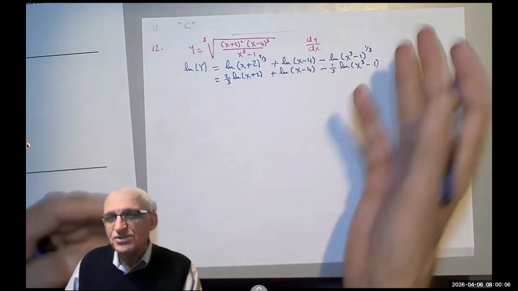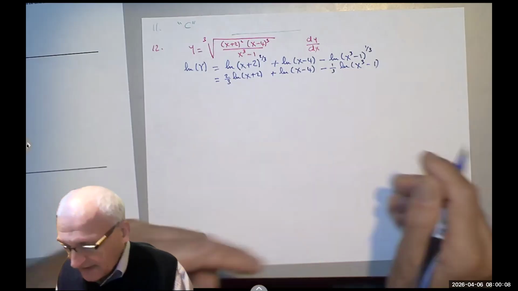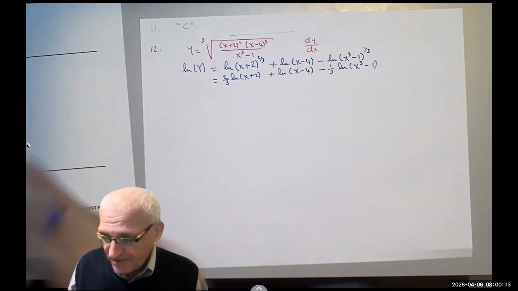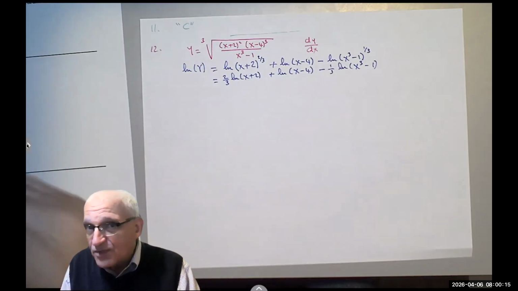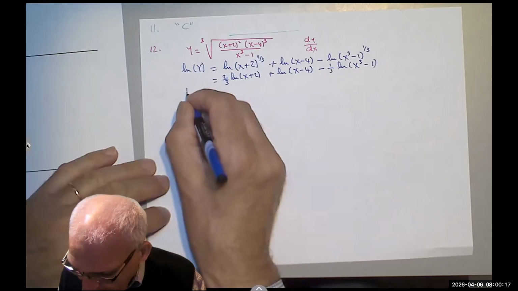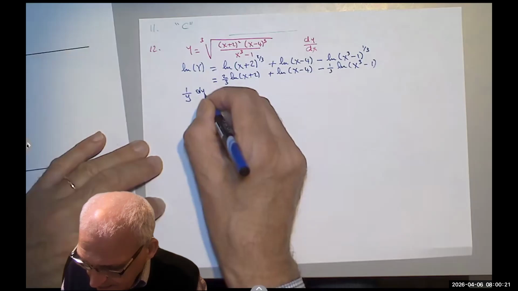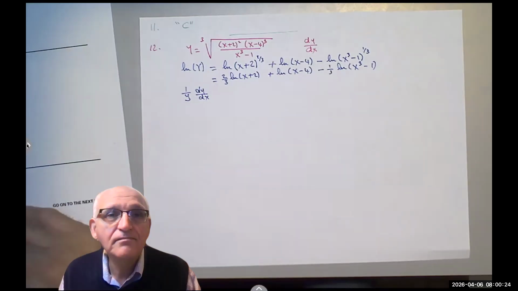I'm taking more time than you should in the test, right? Then I will take the derivative of both sides. We know that the derivative of natural log of y with respect to x would be 1 over y times dy/dx. Okay?